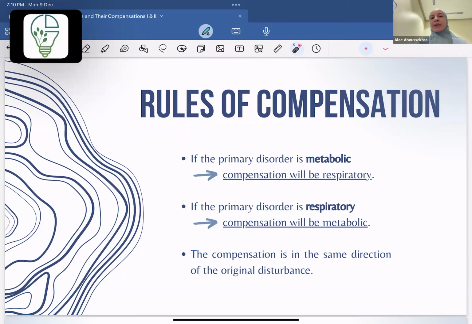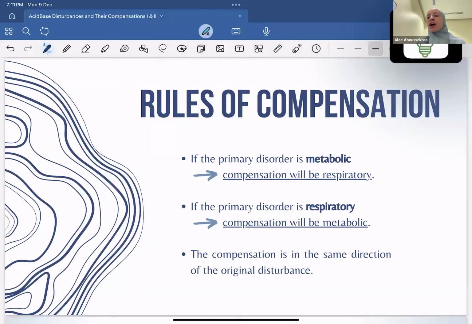So the compensation is going to be a change in the CO2. Again, the second rule is the opposite. Like if the change was in CO2, which is respiratory, the metabolic or the renal system is what's going to compensate. So it's always the other system that's compensating. Okay. The third rule, very important, is that the compensation needs to be in the same direction as the original disturbance.